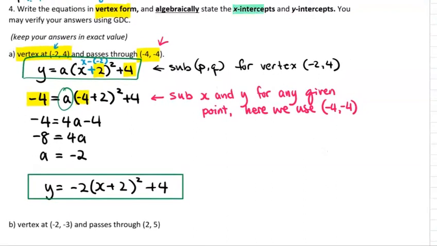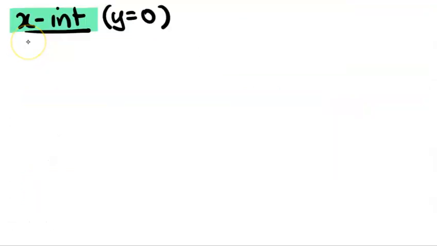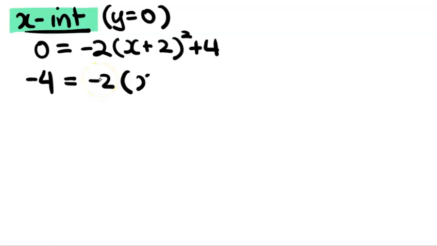Next part of the question asks you to state x-intercepts and y-intercepts. Let's start with the x-intercept because this one's a little bit tricky since you've got 2 x-intercepts to find. First, we make y equal to 0. And we'll continue solving for the equation until we are able to isolate x.